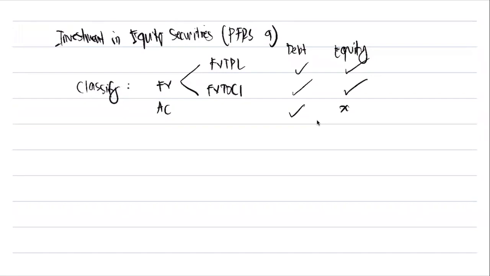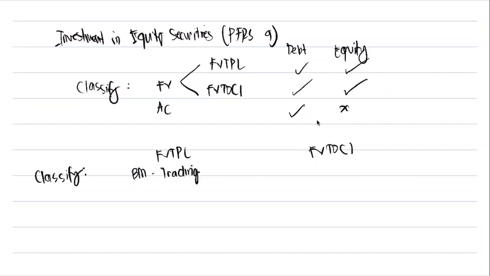So let's look again at the differences between FVTPL and FVTOCI. When do we classify an item as FVTPL and FVTOCI? We classify an item as FVTPL based on the business model, if it is held for trading.